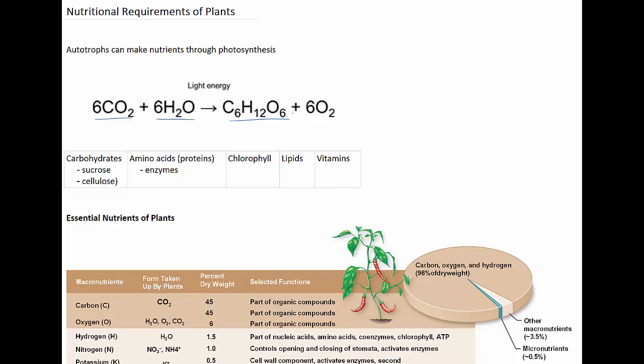And much of this glucose is not needed immediately by the plant for generating energy. Some of the excess glucose is stored as starch, but other proportions of the excess glucose are converted into other nutrients needed by the plant, which include carbohydrates. For example, sucrose and cellulose are both carbohydrates made from glucose. There are also amino acids, which are used to form proteins, which are important as enzymes for plants. It's also made into chlorophyll, which is a vital pigment for photosynthesis, lipids, and vitamins.